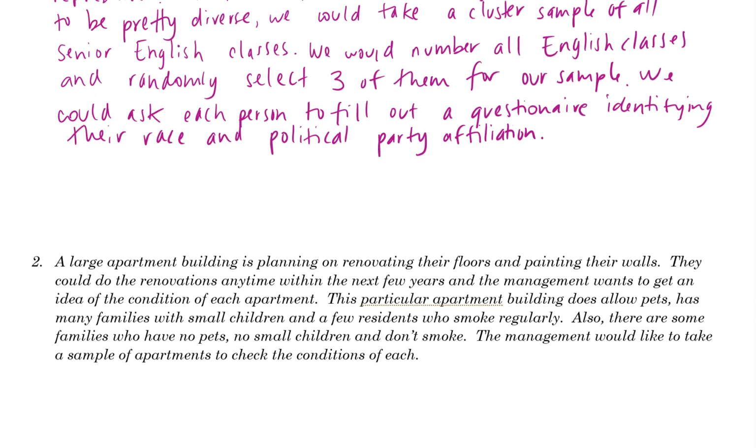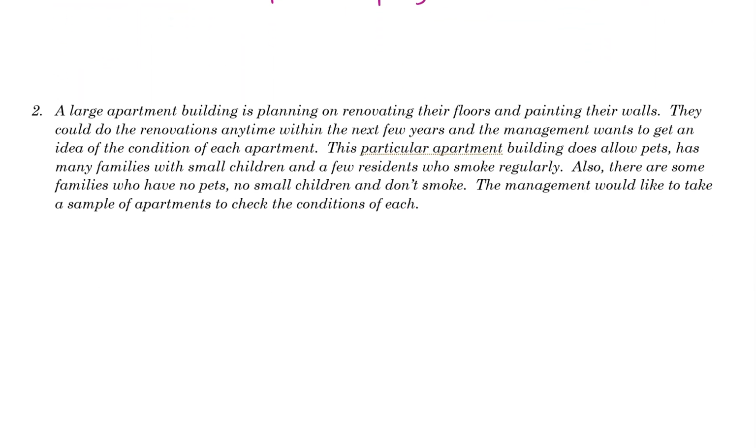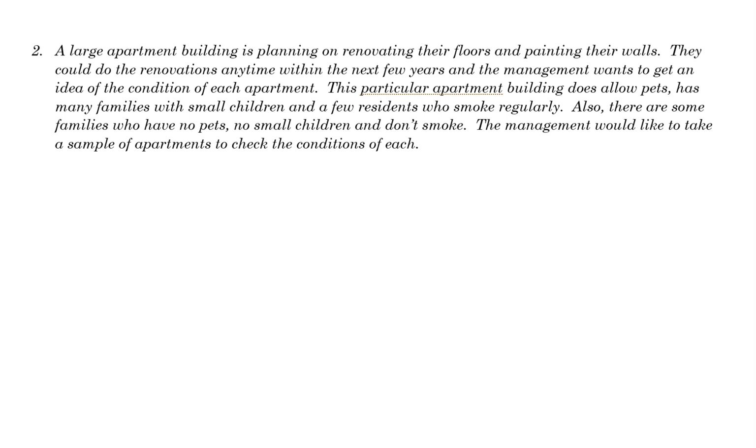So let's look at our second one. And then same thing, pause it, come up with an idea, and then we'll check with the last one. So it says a large apartment building is planning on renovating their floors and painting their walls. They could do renovations anytime within the next few years, and the management wants to get an idea of the condition of each apartment. This particular apartment building does allow pets, has many families with small children, and a few residents who smoke regularly. Also, there are some families who have no pets, no small children, and don't smoke. The management would like to take a sample of apartments to check the conditions of each.